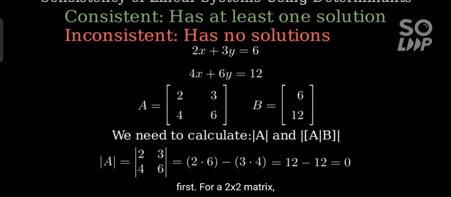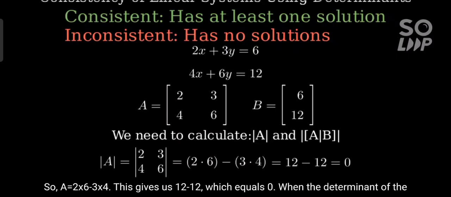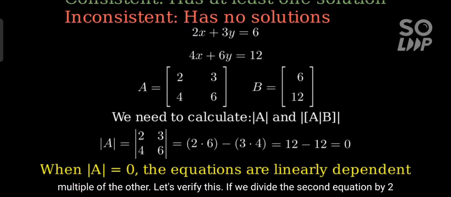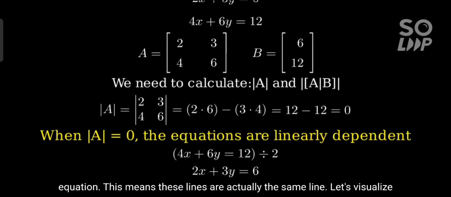For a 2 by 2 matrix, we multiply the elements on the main diagonal and subtract the product of the other diagonal. So the determinant of A equals 2 times 6 minus 3 times 4. This gives us 12 minus 12, which equals 0. When the determinant of the coefficient matrix is 0, this means the equations are linearly dependent. In other words, one equation is a multiple of the other. Let's verify this. If we divide the second equation by 2, we get the first equation.